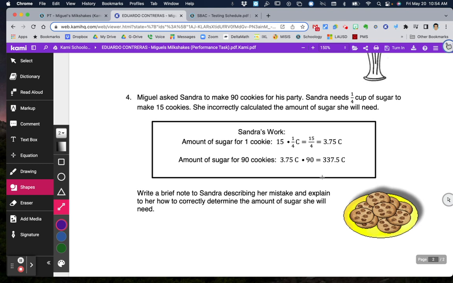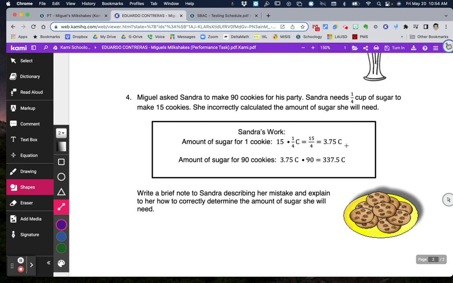Part four: Miguel asks Sandra to make 90 cookies for this party. Sandra needs 1/4 of a cup of sugar to make 15 cookies. She incorrectly calculated the amount of sugar she will need. So here's Sandra's work. Amount of sugar for 1 cookie. So it's 15 times 1/4, and that's 15 quarters, and that's 3.75 cups. So 1/4 of a cup, and for 15 it'd be 3.75.